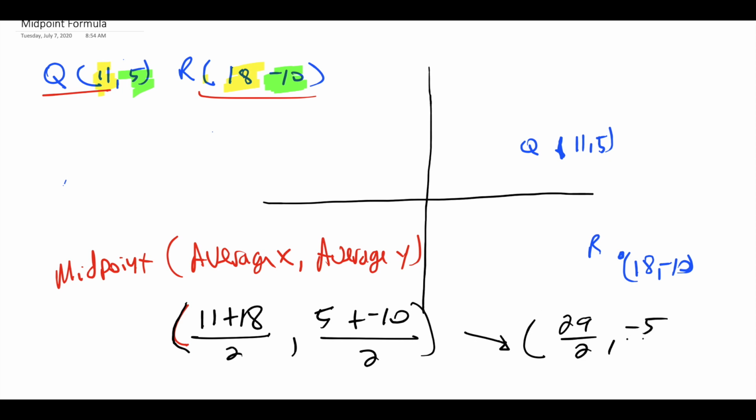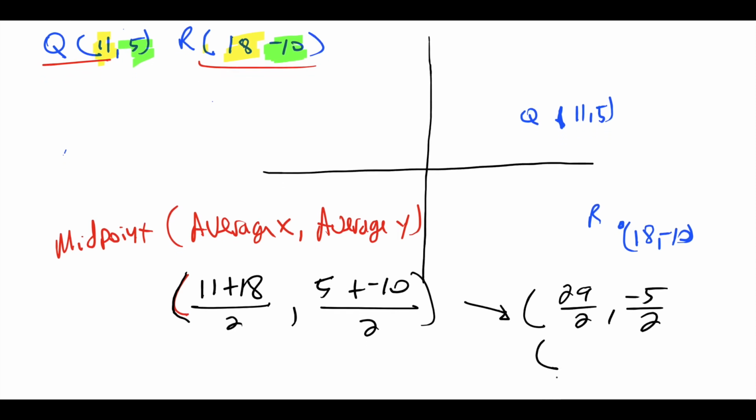Negative 5 over 2. And I think for these types of problems, or in algebra, you can just leave it as a fraction. It's all good, unless it says write as decimal. Oh, it does say write as decimal. Okay. So over here, 29 over 2, what's that going to be? 14.5. And negative 5 over 2 is going to be negative 2.5. You are correct. Yeah, and that's right. Any questions on that?